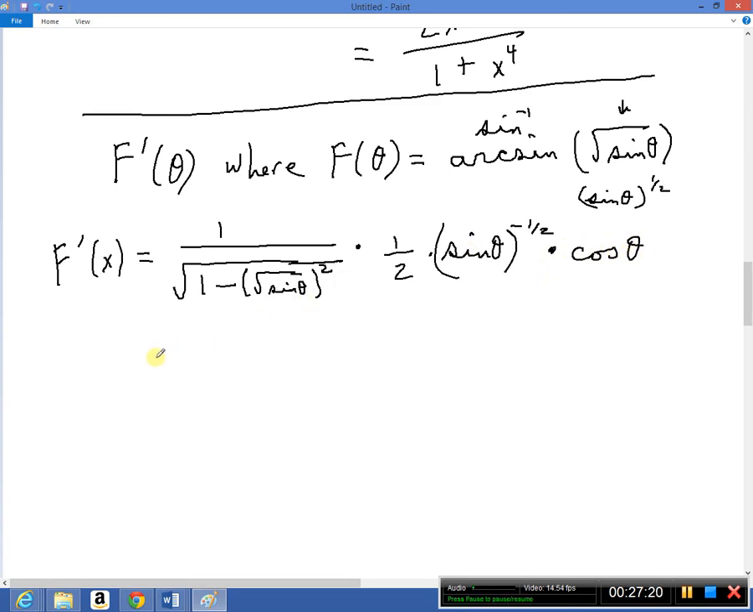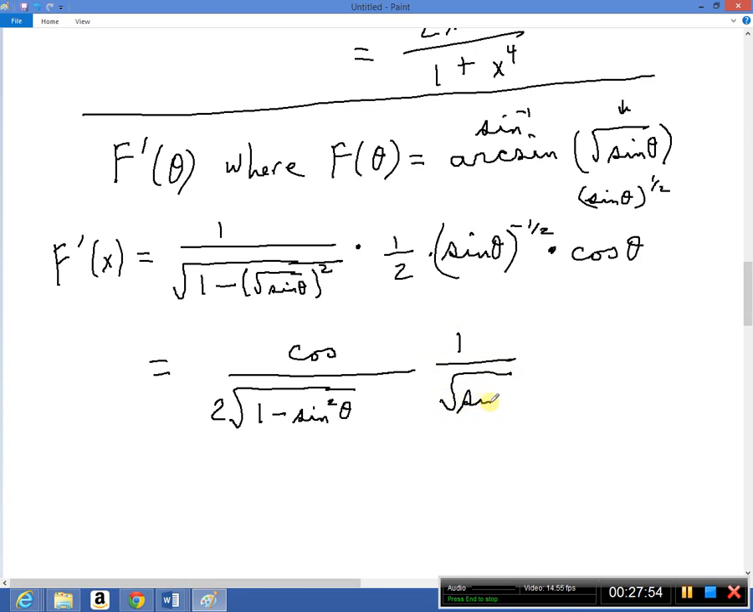Okay, so let's simplify this a little bit. Obviously, the denominator simplifies to square root of 1 minus sine theta squared. So that's sine squared theta. Ooh, that's looking pretty good. I didn't know that was going to happen. And then we have a 1/2. I can put the 2 down here. Anything else in the numerator? Yeah, I got a cosine up there. And I've got a sine theta to the negative 1/2. That means 1 over the square root of sine theta.